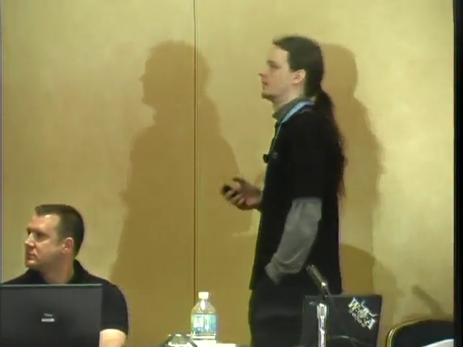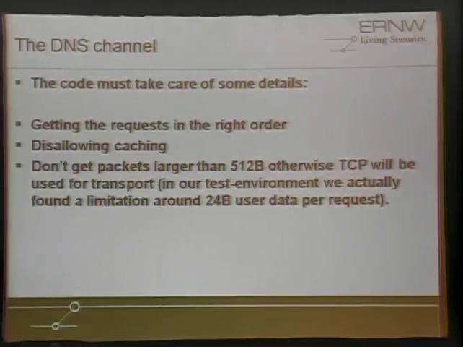The third point you have to watch for is that your request and answer packets should not get bigger than 512 bytes, because otherwise TCP will be used for transportation, and most company networks will not allow DNS requests over TCP. We fiddled around a little bit with the amount of data transported per request, and we found a limitation of around 24 bytes of user data per request, which is not much. Think about it: you've got an MTU of 24 bytes, you won't get a fast internet connection.